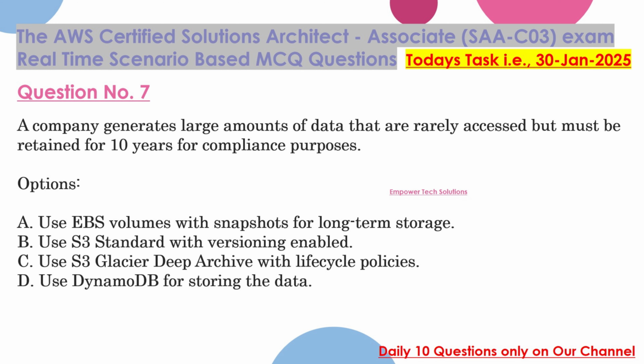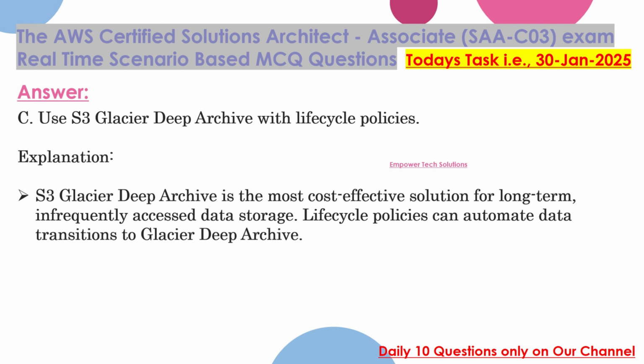Question 7. A company generates large amounts of data that are rarely accessed but must be retained for 10 years for compliance purposes. Options: A. Use EBS volumes with snapshots for long-term storage. B. Use S3 Standard with versioning enabled. C. Use S3 Glacier Deep Archive with lifecycle policies. D. Use DynamoDB for storing the data. Correct answer: C. Use S3 Glacier Deep Archive with lifecycle policies.